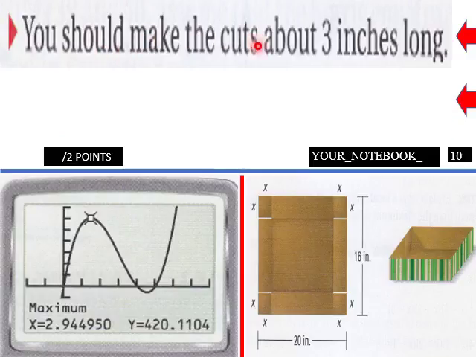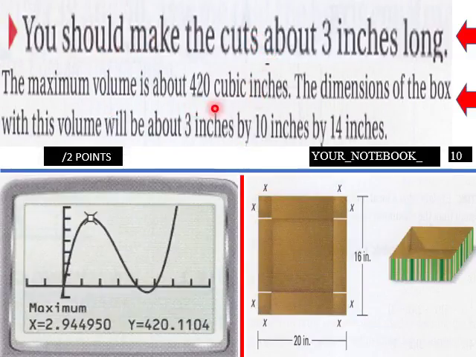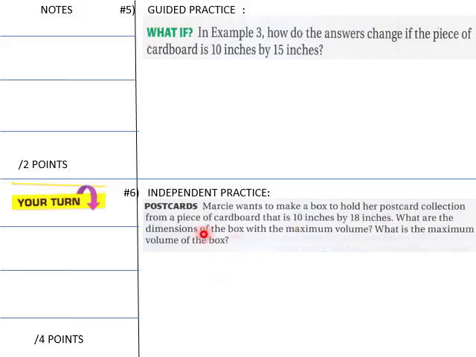So you should make cuts about 3 inches long. The maximum volume would be about 420 cubic inches. Dimensions of the box with this volume will be about 3 by 10 by 14. So our x would equal 3.